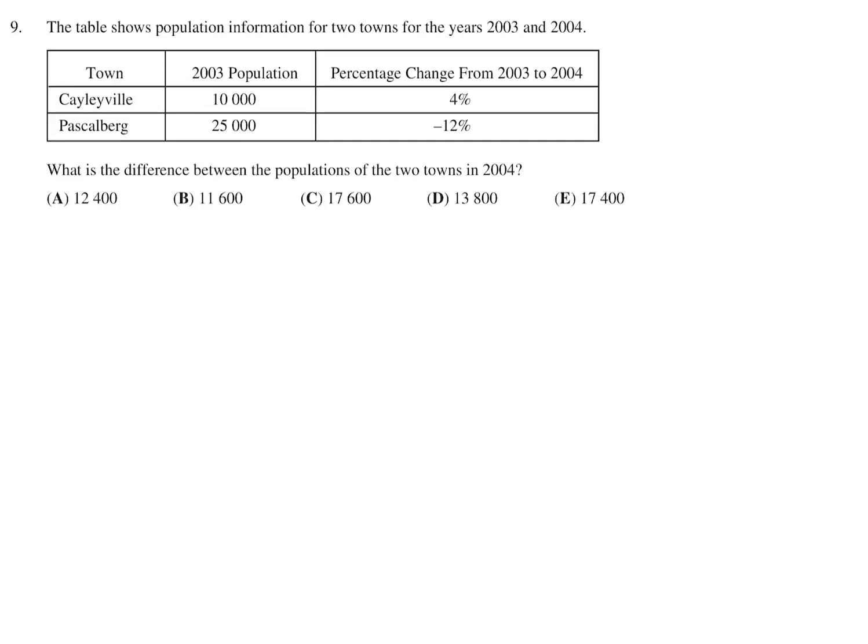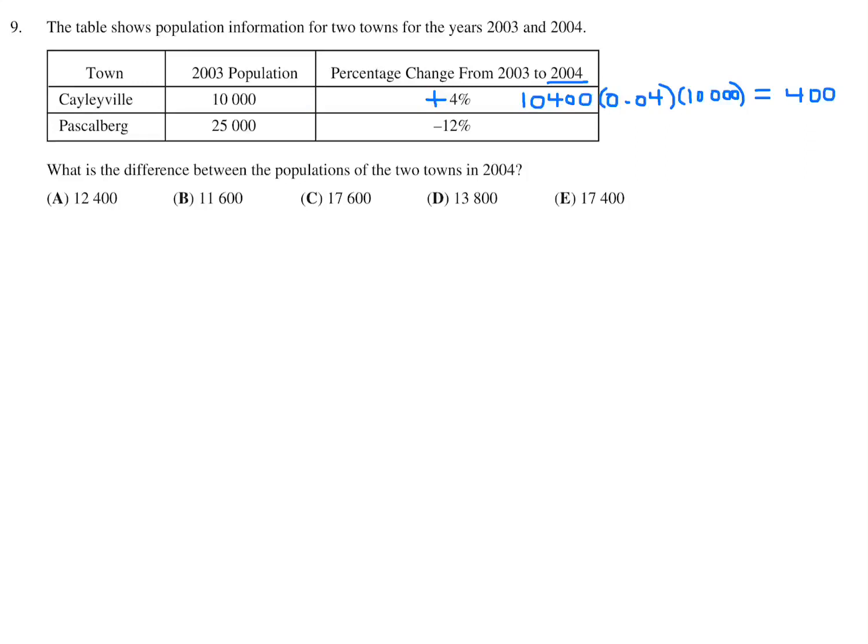The table shows population information for 2 towns for the years 2003 and 2004. Cayleyville had 10,000 people in 2003, and Pascalburg had 25,000. So if there is a population change of 4%, that means that 0.04 times the original is how many people we've added, because it's a plus there, right? And that is equal to 400. So that means Cayleyville in 2004 will have 10,400 people.